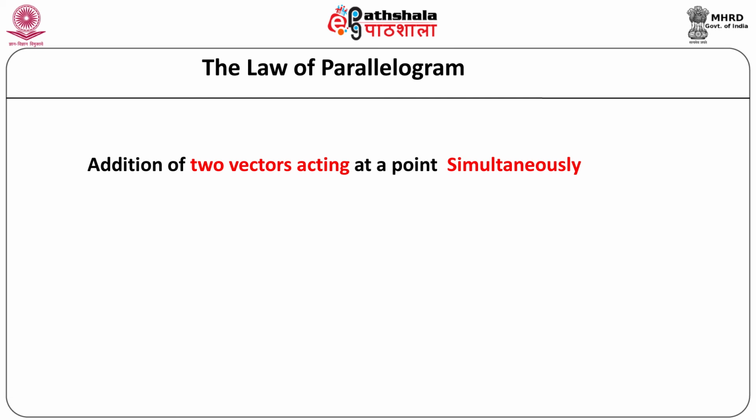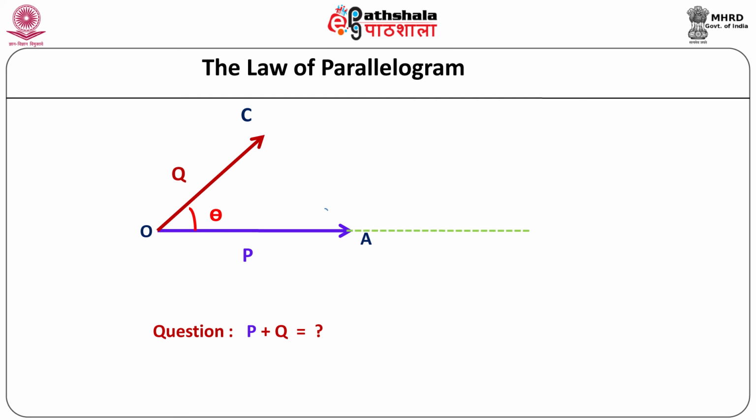Sometimes we have a situation wherein two vectors are acting at a point simultaneously. A wooden table pulled by two persons with different forces simultaneously can be seen as an example of it. To determine the resultant motion of the table, what is known as the law of parallelogram can be applied. Let us discuss it with the help of an illustration. Consider two vectors p bar and q bar inclined at an angle theta acting at a point O simultaneously. The problem is to determine the resultant of the two vectors.